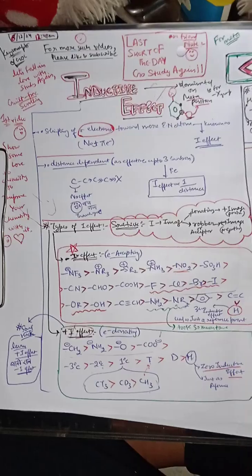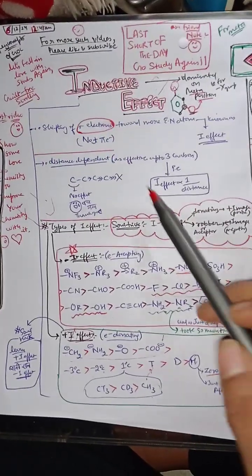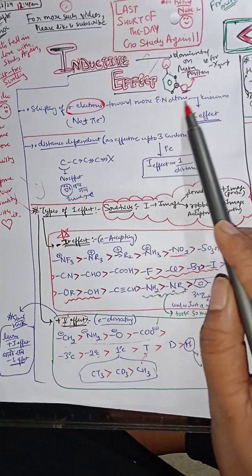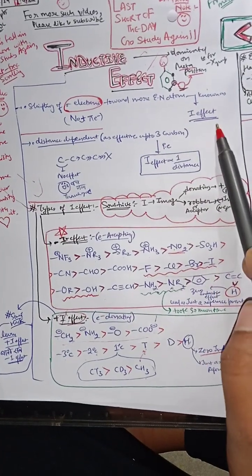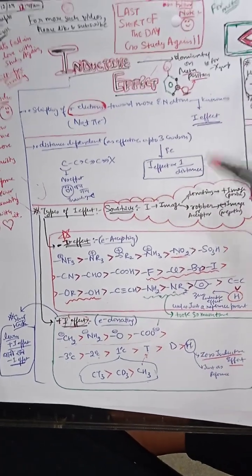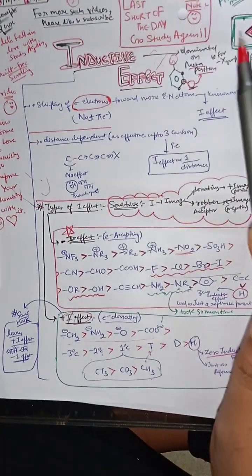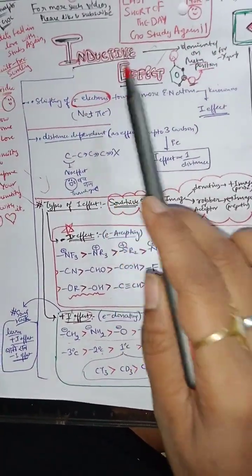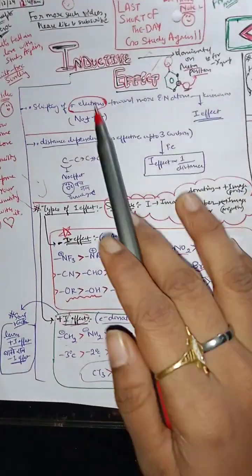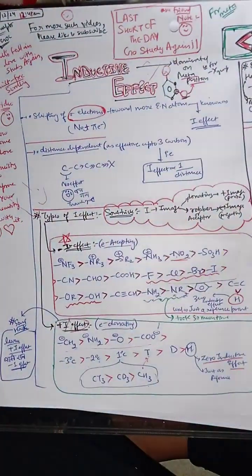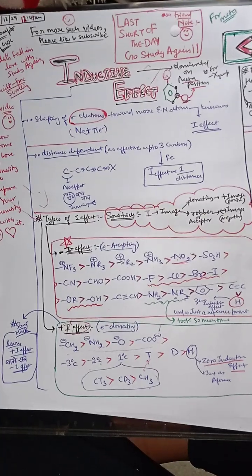So what is the inductive effect? Now let's see. The shifting of sigma electrons toward a more electronegative atom is known as the I effect. In short, the full form is inductive effect, or I effect. One thing you should note is that sigma electrons are involved here, and there is no transfer of the electrons, they are just shifting toward the more electronegative atom.